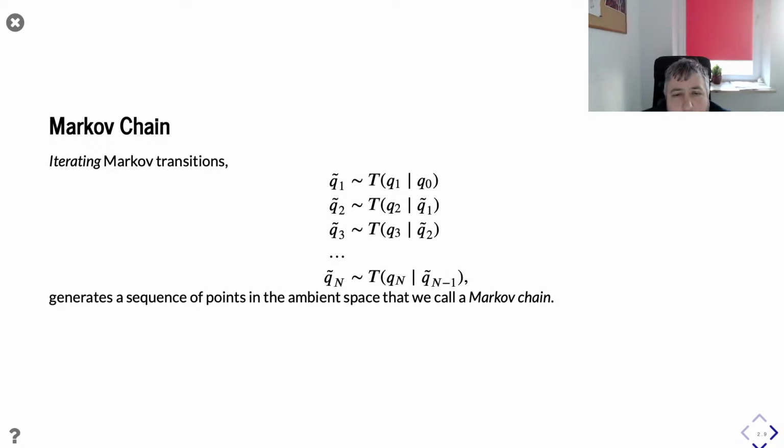So in our multidimensional space, using a sequence of Markov transitions, moving from point Q0 to point Q1 using the transition defined previously, which depends only on the location of the new point and the previous one, we can move to all those points sequentially. So we have a sequence of points in the space which we call a Markov chain.